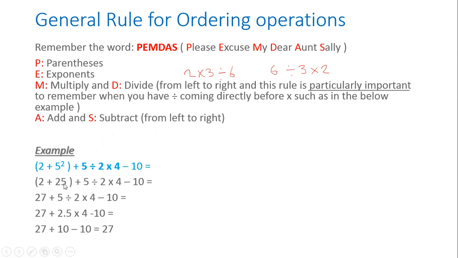We still have operations between the brackets. So in order to get rid of the brackets, we add 2 to 25 to get 27. And the rest stays as it is. Now we have this numerical expression. So we have first addition, then division, then multiplication, and then subtraction. According to the set of rules, we have to do the multiplication and division before the addition and subtraction.